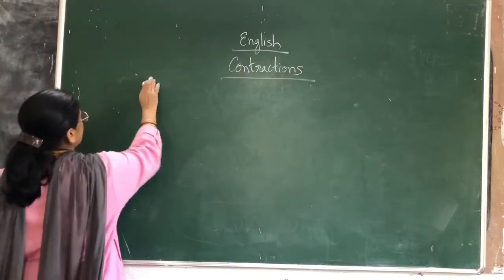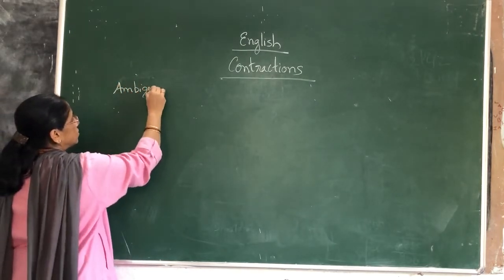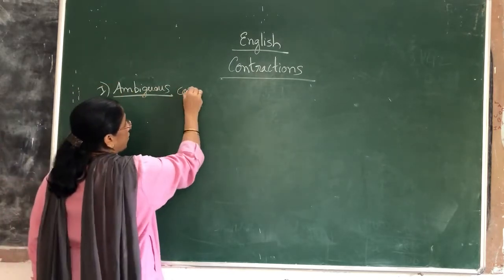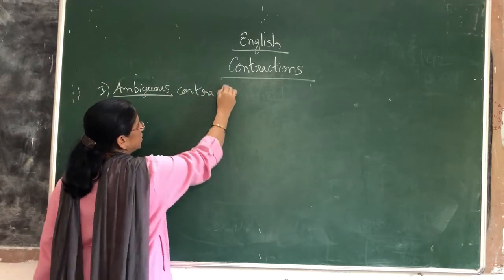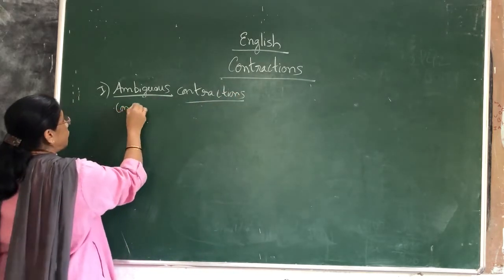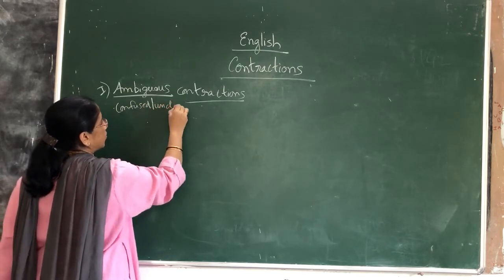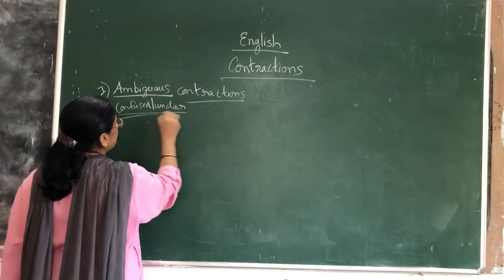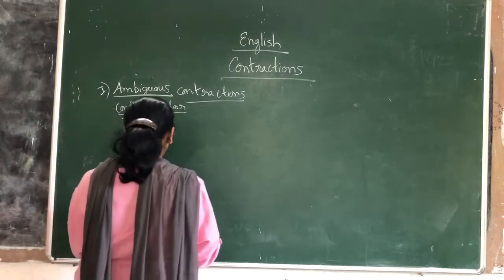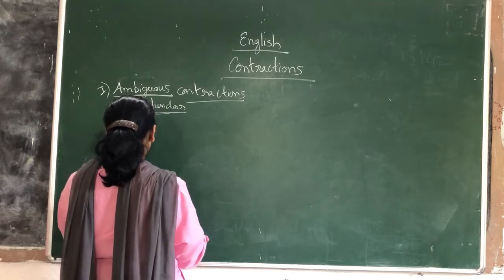So first we'll see ambiguous. What do you mean by ambiguous contractions? So some are ambiguous. Why? I'll just give an example. Ambiguous is nothing but confused, not clear, confused or unclear. So you will not be able to make out how to pronounce the word. Okay. Now I'll just give an example. With that example, you will be able to clearly understand how they are used.